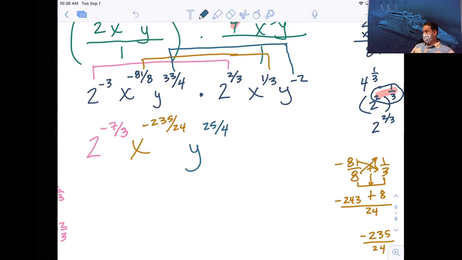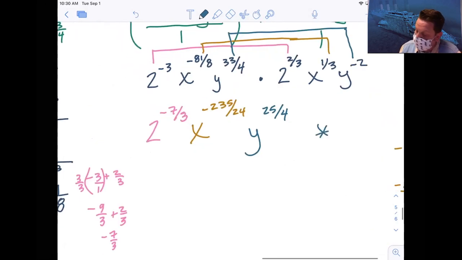Did y'all get 25/4? That's what I got. I'm hoping that's right. 33/4 minus 2. 2 is the same as 8/4. So 33 minus 8 is 25, and it's positive. Okay, now, if this were a short answer, I'll just put an asterisk here. You could stop.